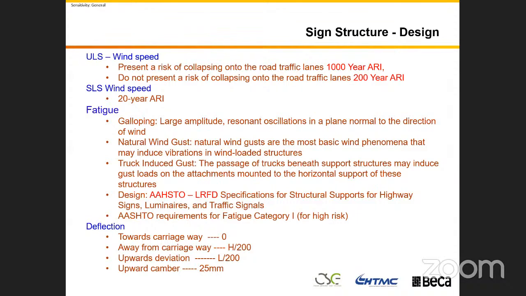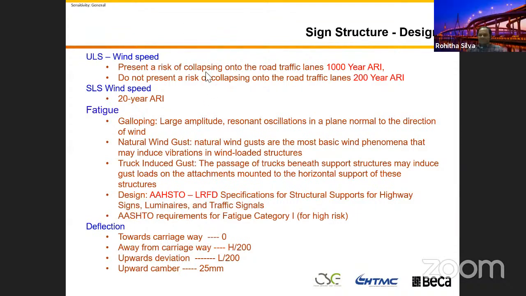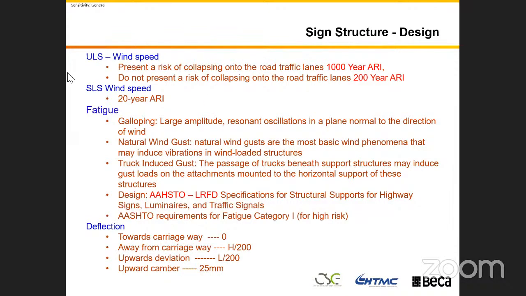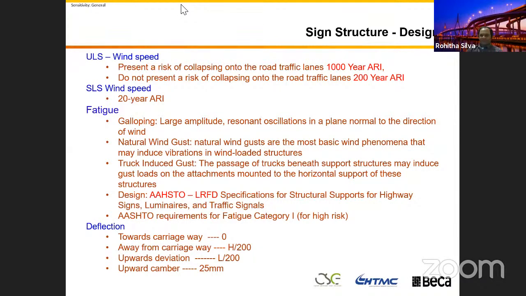Upward camber. Can someone please switch off the mic, please?